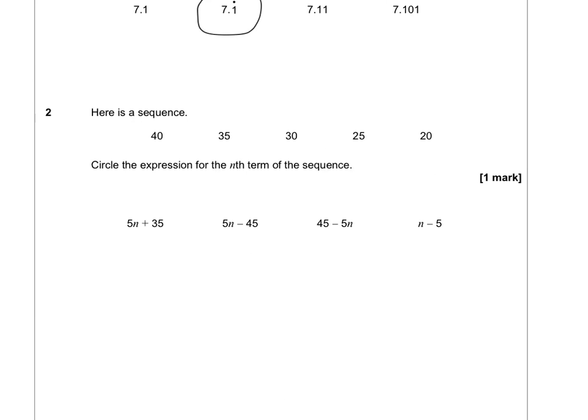Question 2, here is a sequence. Circle the expression for the nth term of the sequence. So as we can see, the terms reduce by 5 each time. We subtract 5 to generate the new term, which means that the sequence must be based on minus 5n, which rules out this expression and this expression immediately.